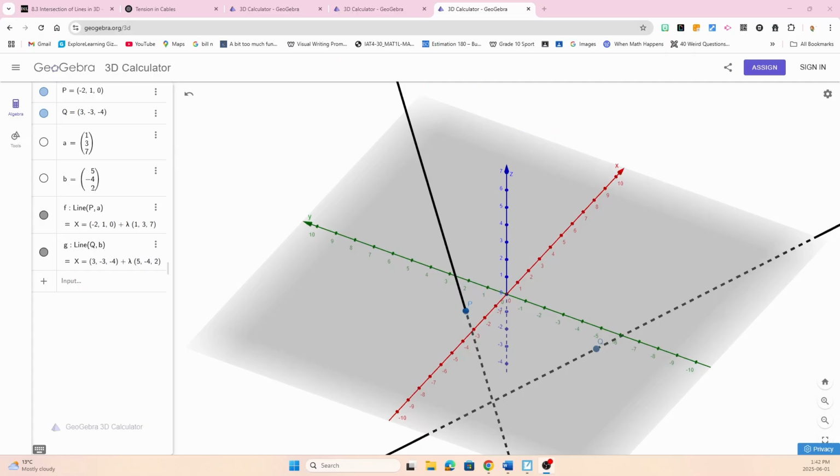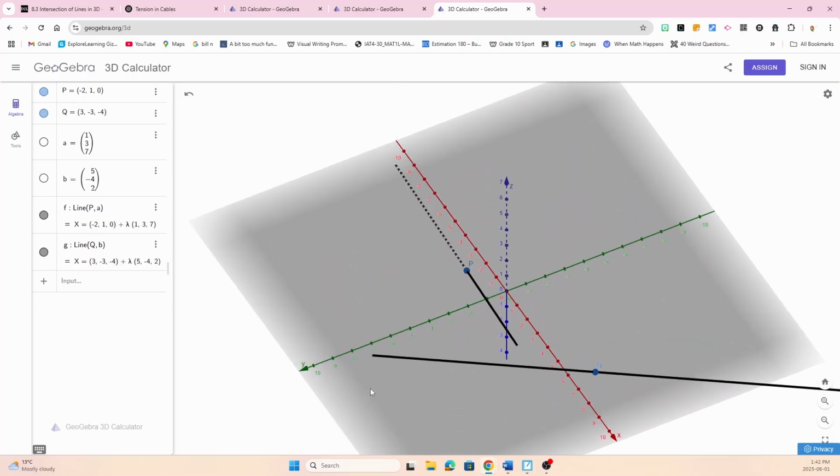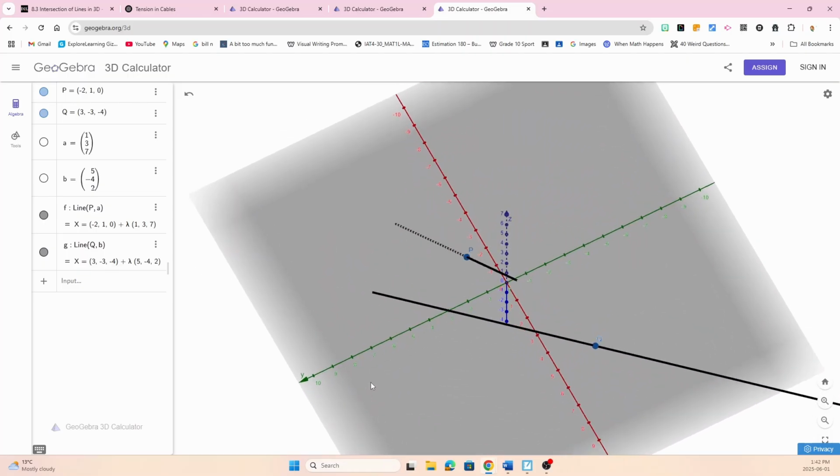One more trip over to GeoGebra to take a look at this. So here are these two lines graphed in 3 dimensions. It is hard to tell. It almost looks like there could be a point of intersection down here. But if I manipulate this so that we spin it around, we can see that these actually do not cross each other. They are actually skew.